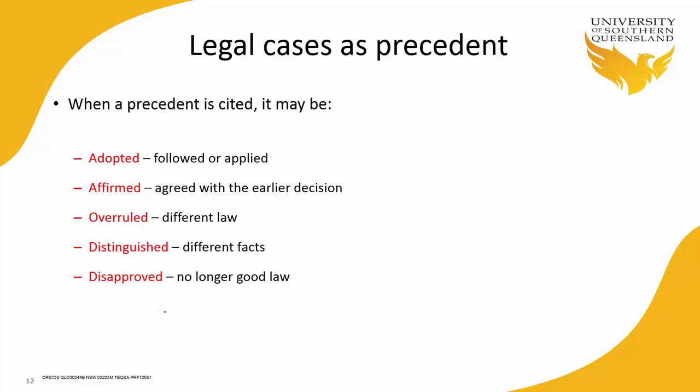Or the court could disapprove of a precedent. So if the court cannot overrule a case, it may state by way of obiter that the earlier case is no longer good law. That the earlier case is no longer good law. Alright.